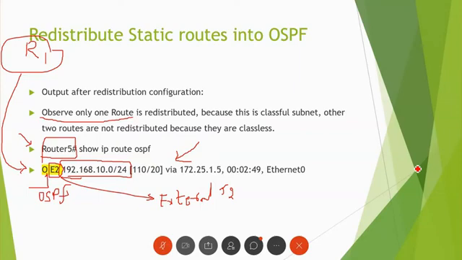Any questions here before we go to the next example of redistribution? Is it 110 by 20 or 110 by 120? It is 110 by 20. Always the numerator will contain the AD value, the administrative distance.